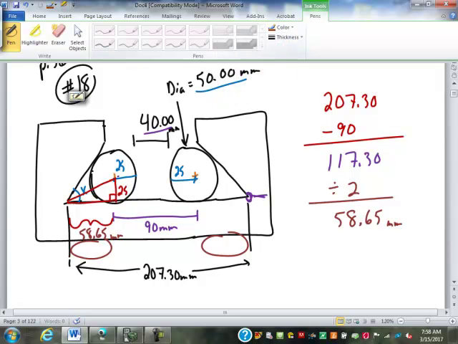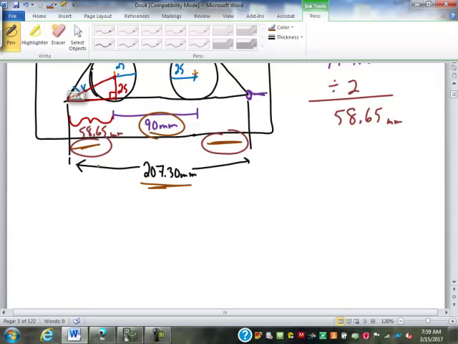Do you see where I got those dimensions? I took this, I subtracted that. The 207 was given. Subtracted that, then I had to divide it by 2 to split it up. So now what I have, that red triangle there, I have 58.65, and I have 25. And I'm looking for this angle. That's not angle X at this point. X is going to be double that. So we'll just call it theta for now.